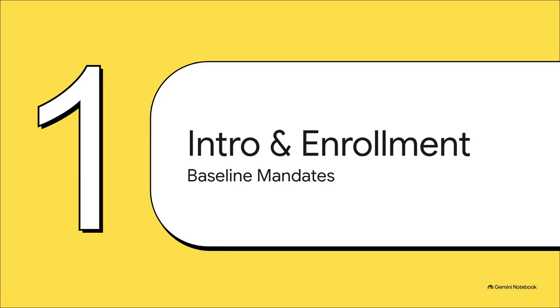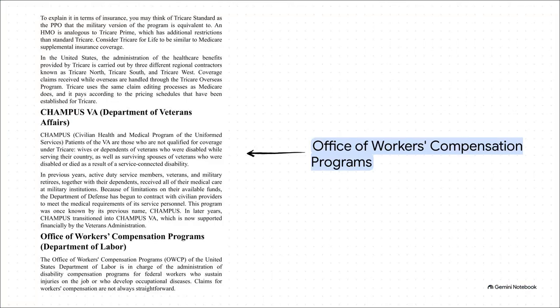We've got to look at the baseline mandates first. Okay, so we're dealing with some seriously specialized rules here. The operational protocols governing the Office of Workers' Compensation Programs, or the OWCP, for federal workers are totally unique. They are completely distinct from your standard commercial or Medicare claims. You see, the OWCP, which is part of the U.S. Department of Labor, manages disability compensation specifically for federal workers who get hurt on the job or develop occupational diseases.